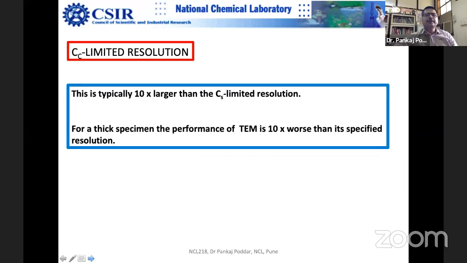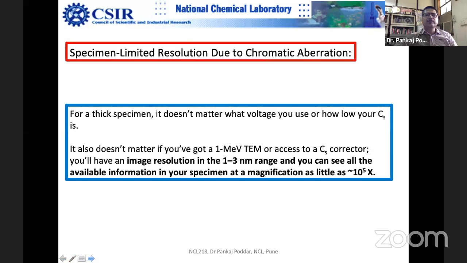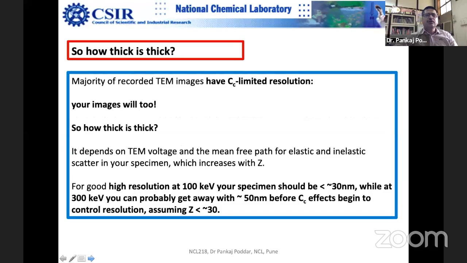So I'll end it here. I think you can read all these things. These are all things I have already taught. There is nothing new. How thick is the sample? We have been discussing all the time that for high resolution at 100 keV, your sample should be less than 30 nanometer, while at 300 keV, you can afford to make it 50 nanometer before Cc starts controlling the resolution. So your chromatic aberration will start affecting.